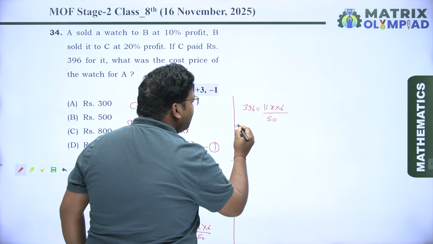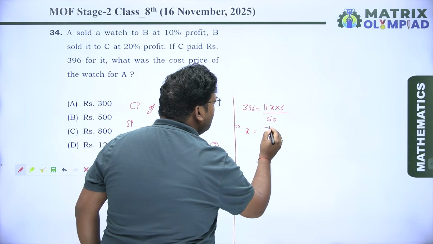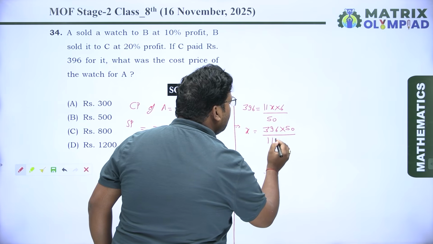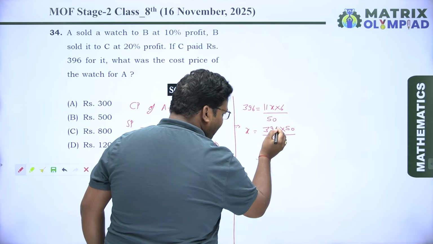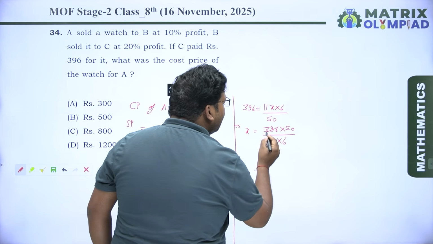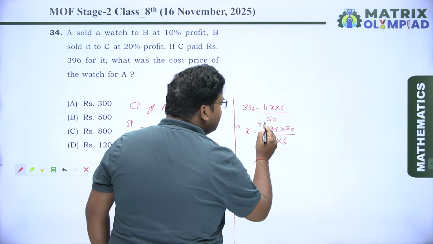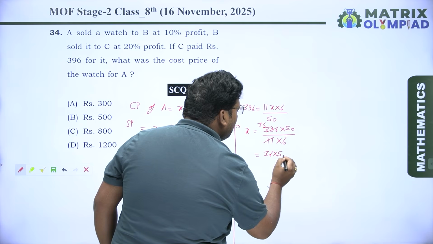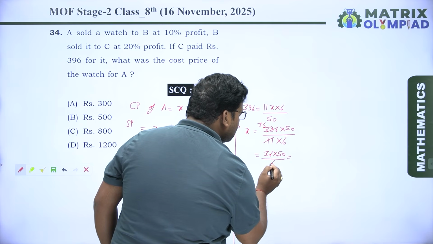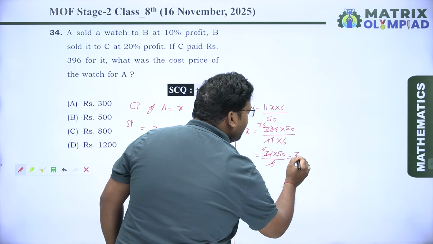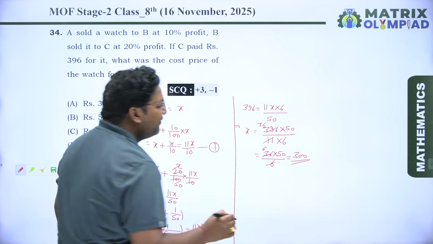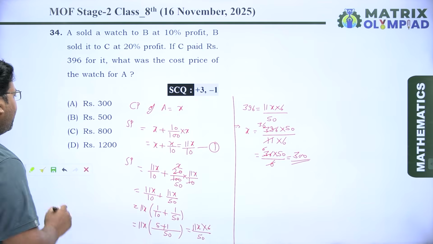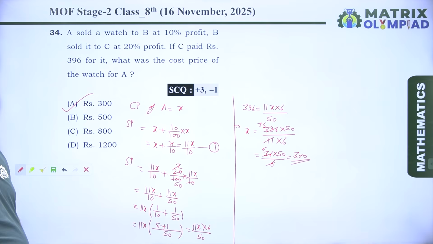We have to simplify this equation. So we will get X equal to 396 into 50 upon 11 into 6. 11 and 396 are cancelled out by 11 3s are 33 and 11 6s are 66. So it is 36. X equal to 36 into 50 upon 6, which is equal to 6 6s are 36. 6 into 50 is 300. So the value of X is 300. It means the cost price of the watch for A is rupees 300, which is in option A. So option A is the right answer.